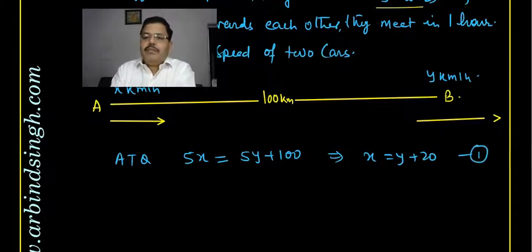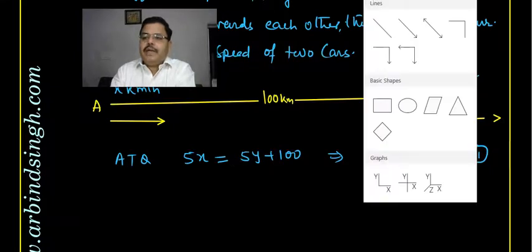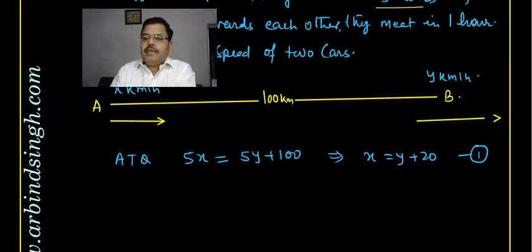If they are moving in the opposite direction, what will happen? If B travels towards this direction, and A travels in the opposite direction. Opposite direction means B moving towards A and A moving towards B. In that case, what will happen?